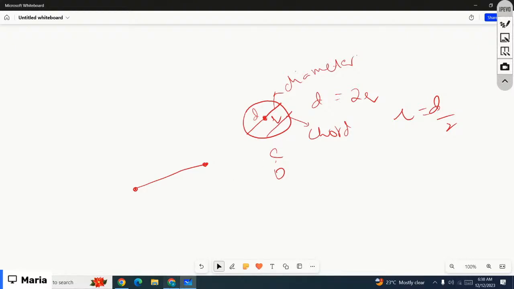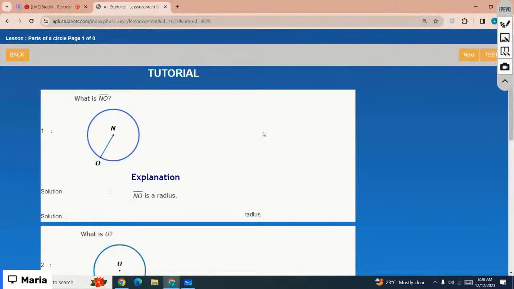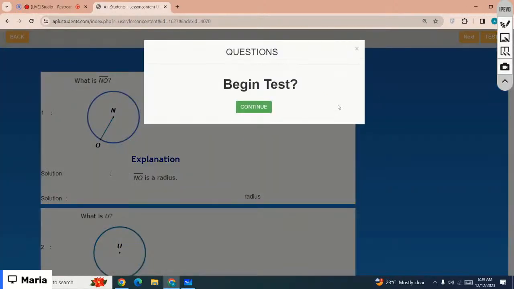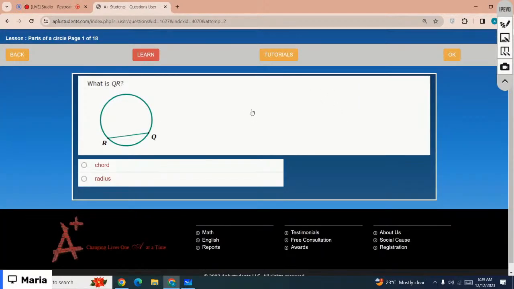Okay, now let's start with the lesson, that is parts of a circle. What is NO? You can see N is the center of the circle. That is the radius of the circle, right? Let's start with the test questions. Okay, what is QR? Is it chord or radius? Which is the correct option?